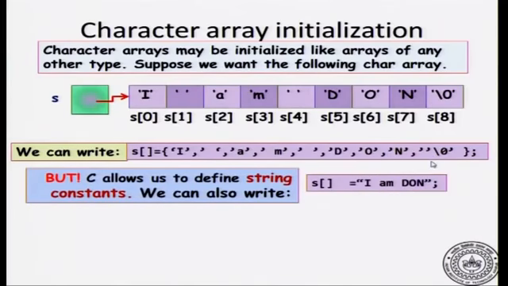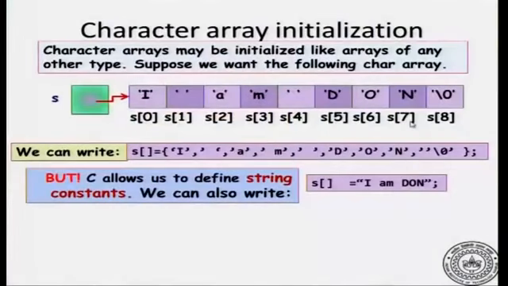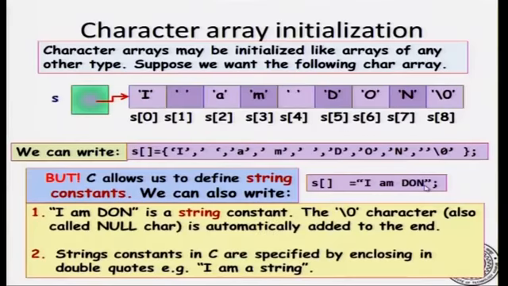But C also allows you to define what are known as string constants. So we can also write s equal to "I am done", but now within double quotes. This is known as a string constant. The null character is an implicit ending character inside a string constant, so it is automatically added to the end. The string constants in C are specified by enclosing them in double quotes.